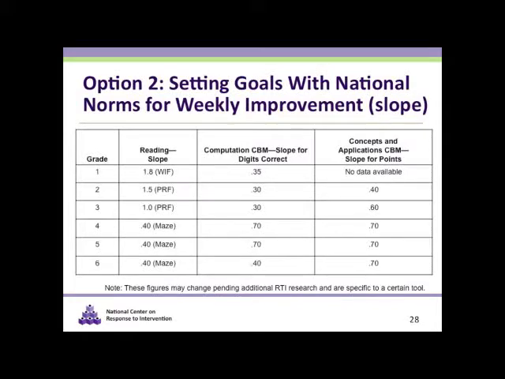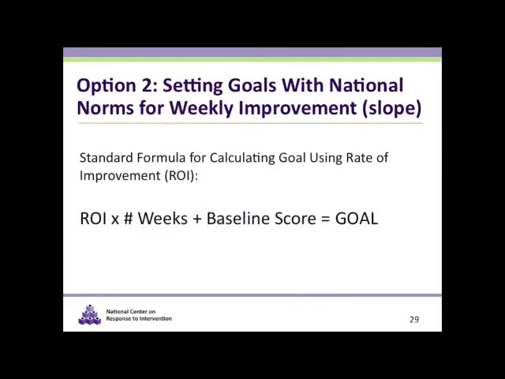Remember, the national norms for weekly improvement you will select will depend on which tool you have selected, as well as other factors such as additional analysis conducted for your specific population. Some tools, as we saw on the NC-RTI tools chart, already have established growth rates. These growth rates can be used to set a goal by using the following calculation. The standard formula for calculating goal using rate of improvement, or ROI, is ROI times the number of weeks plus the baseline score equals your goal.